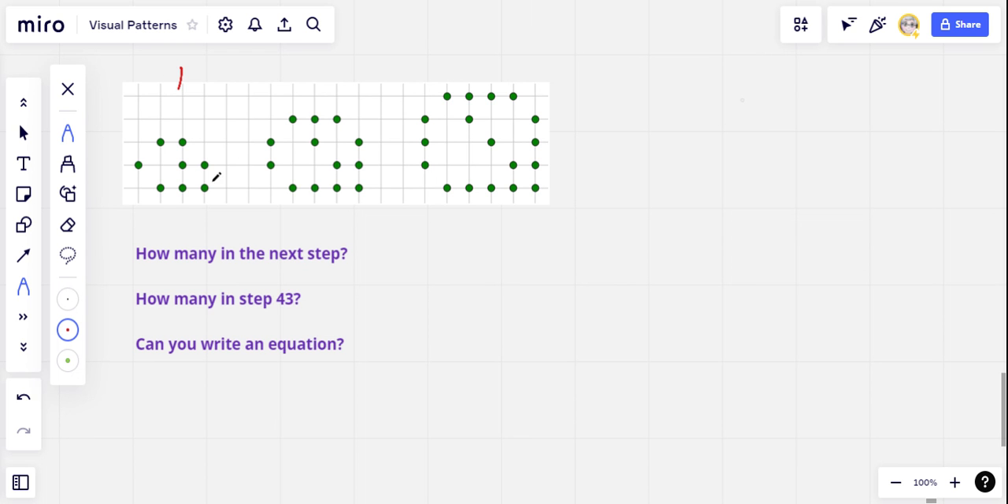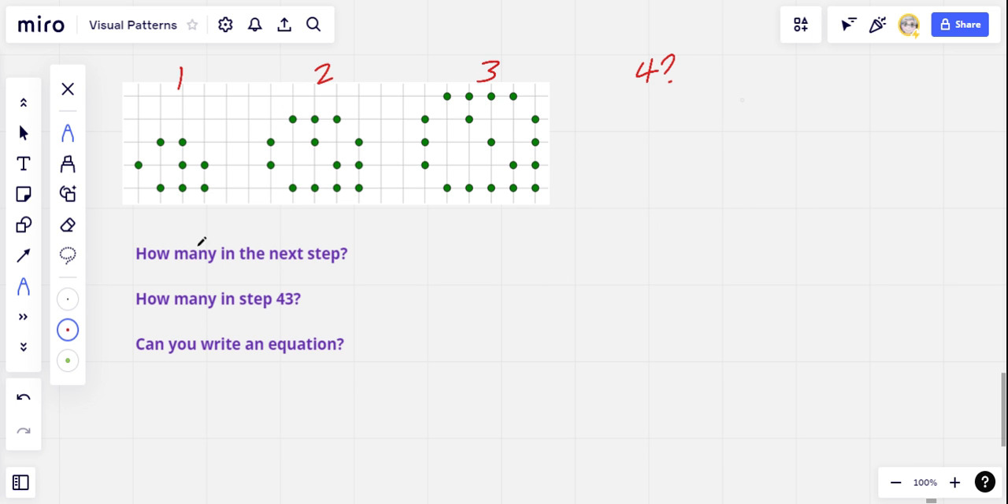Here is step one of our pattern. Here's step two. Here's step three. And your challenge is to figure out how many dots are going to be in step number 4. If you can do that, can you figure out how many would be in step 43? And could you write an equation that could be used to express the number of dots in any step at all? That's the challenge. If you'd like to accept that, pause the video and work it out.